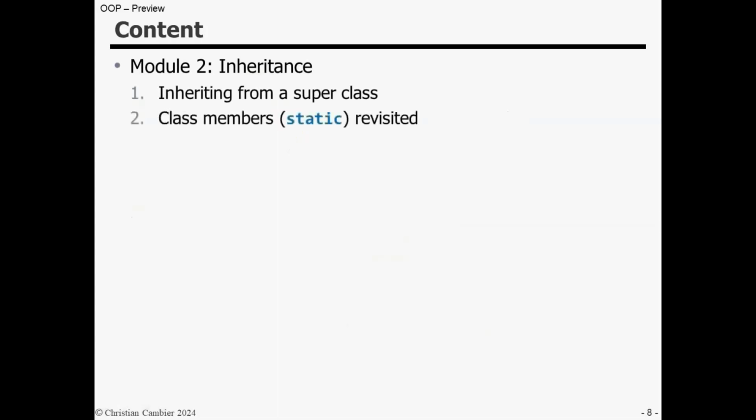Now, at the time of this writing, I don't have all the videos ready for this module, but what I plan to cover are the following chapters. First, we'll inherit from a superclass, thereby improving the implementation from the previous module. Second, we've talked about class members, so the static members, in the previous module, but with inheritance we have to look at it again because we'll encounter a problem once we start using class members in a hierarchy of classes.